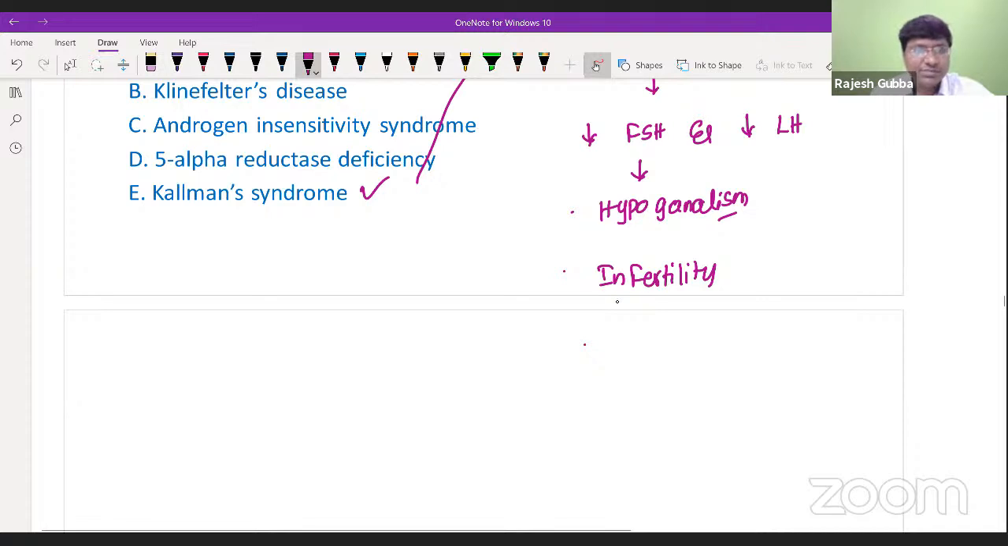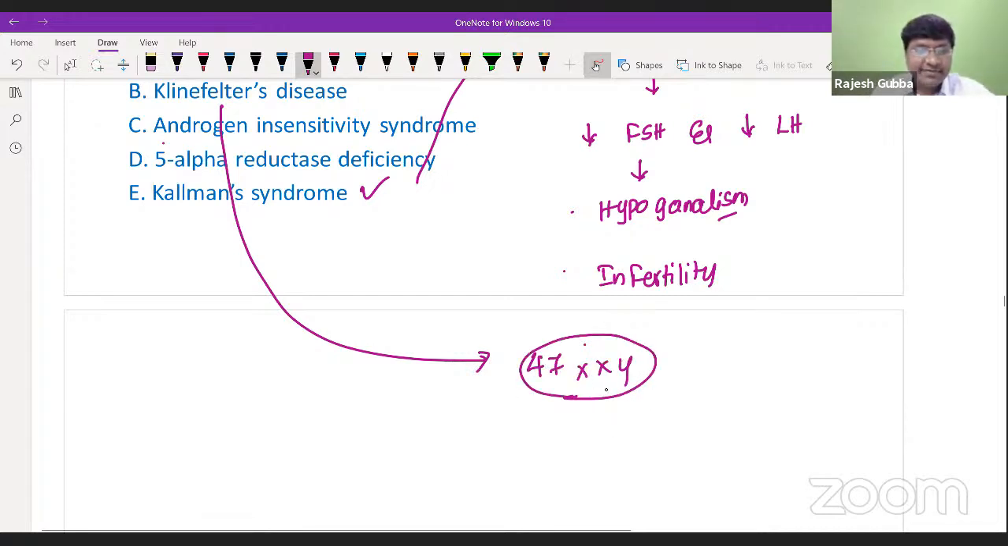Now the question is, why not Klinefelter syndrome? See, Klinefelter syndrome, what is their genotype? 47XXY. What is given in our question? The genotype given is 46XY. So that is the reason why Klinefelter syndrome is ruled out. Otherwise, Klinefelter syndrome is the most common chromosomal abnormality associated with hypogonadism.